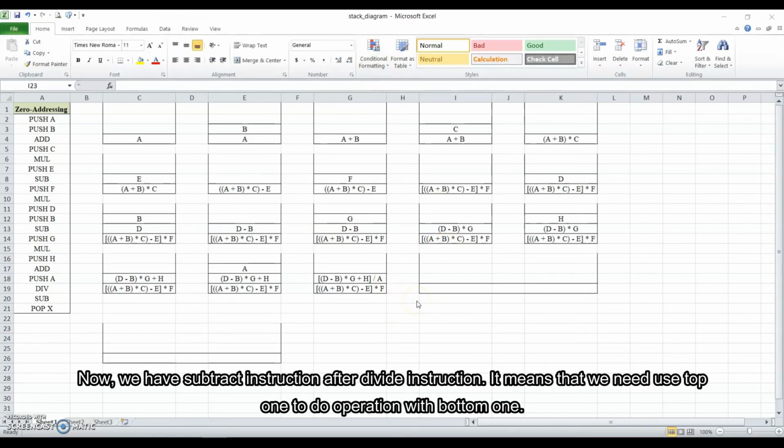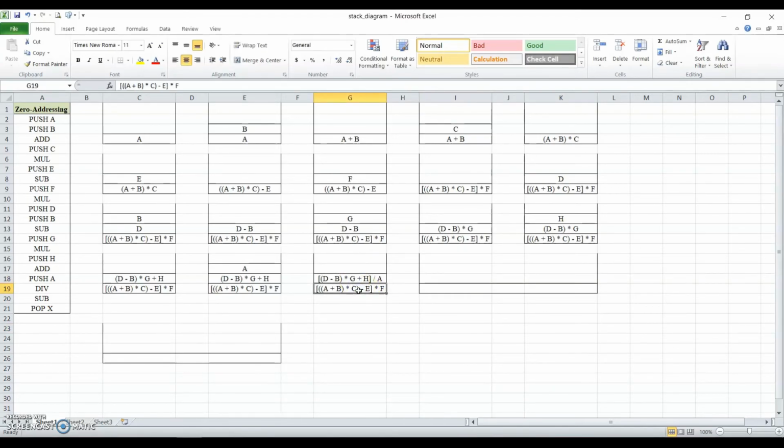Now we have the subtract instruction after the divide instruction. It means that we need to use the top one to do the operation with the bottom one. So we combine the top with the bottom with a minus sign. So it will become like this.